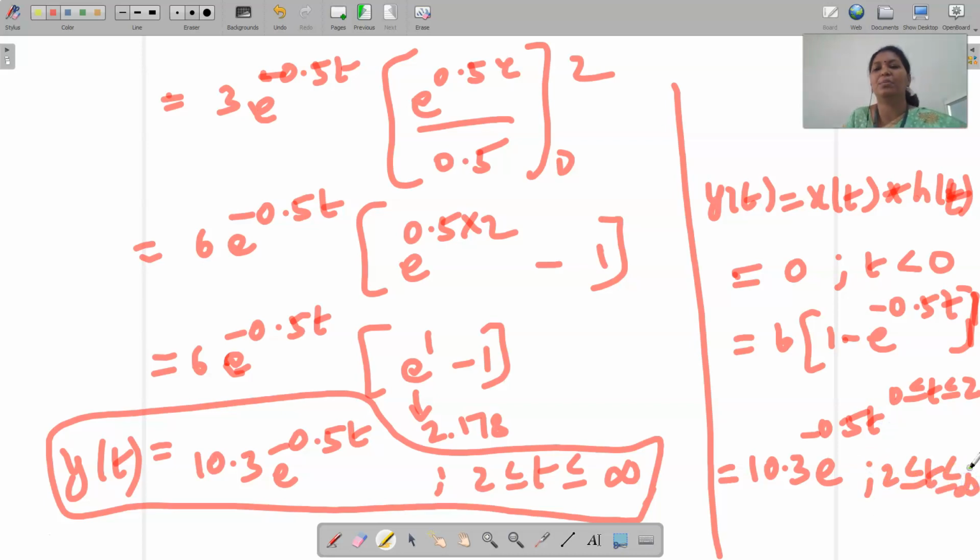Like this you have to combine and write the convolution value for the signal x of t and h of t.